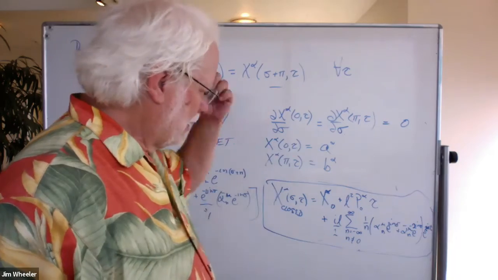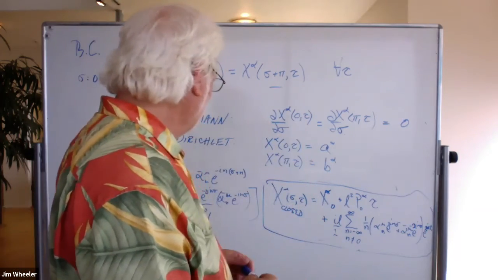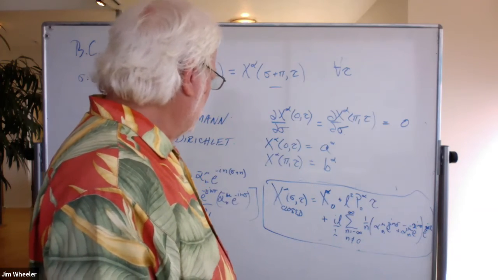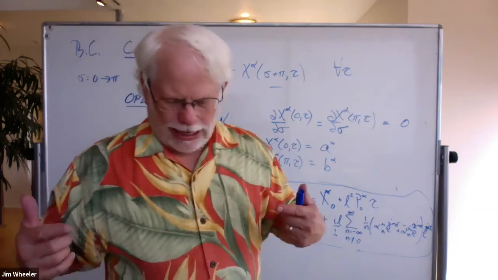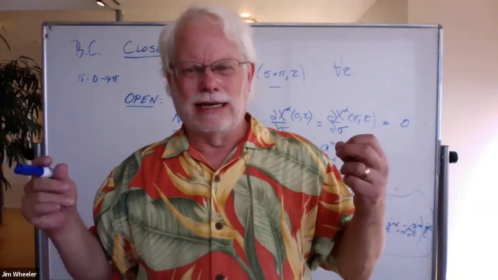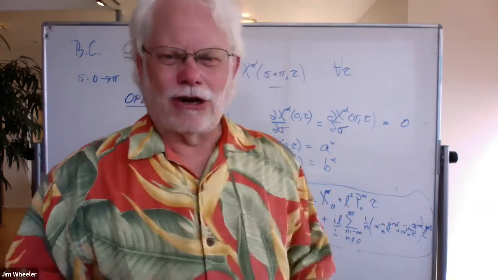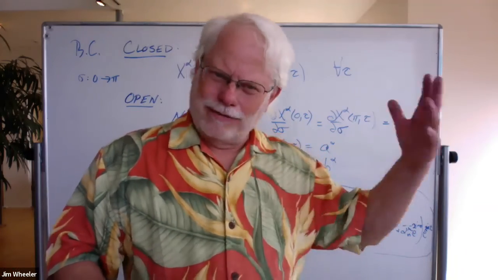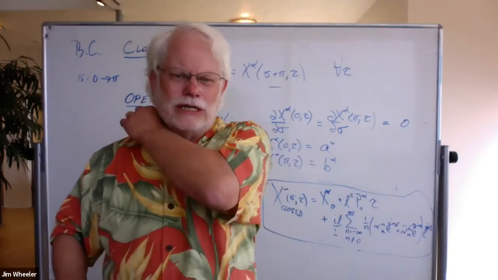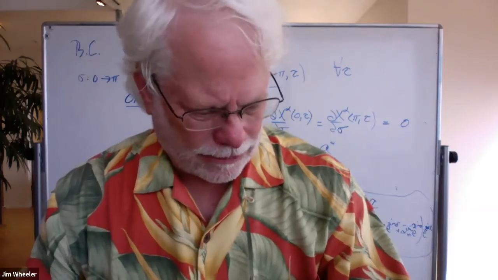These alphas simply depend on how the string is excited, and that becomes an initial value problem. If we were to give the configuration of the string at time tau equals 0, that would be sufficient to determine all of the alphas by a Fourier series, and then by simply including the time, we know the full evolution. So we basically solved the problem for the closed string.